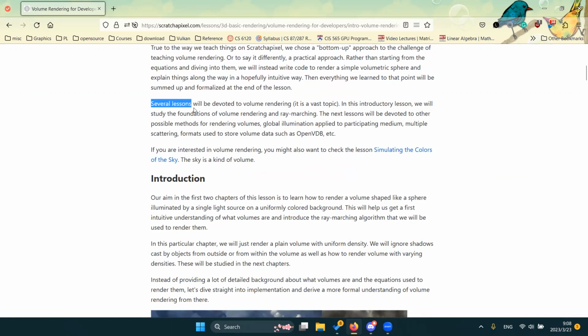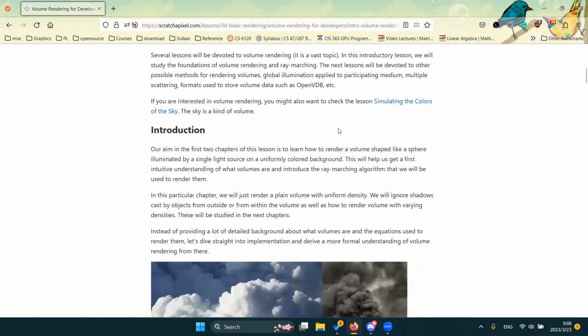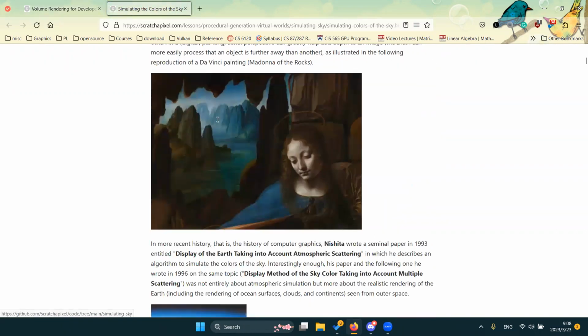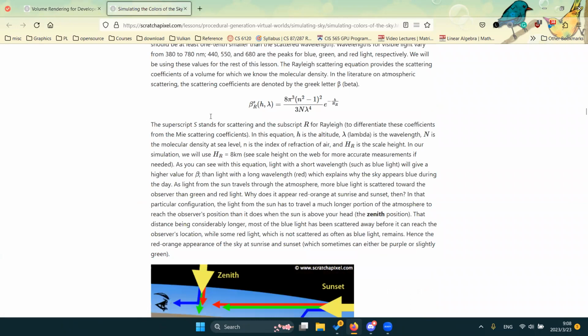So there will be several lessons. In this, we will study the foundation of volume rendering and raymarching. Simulating the color of the sky. This can also be interesting. Well, 42 minutes, so probably can be a standalone meeting then.